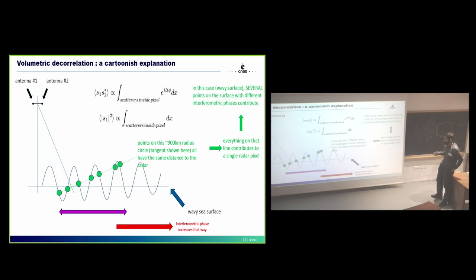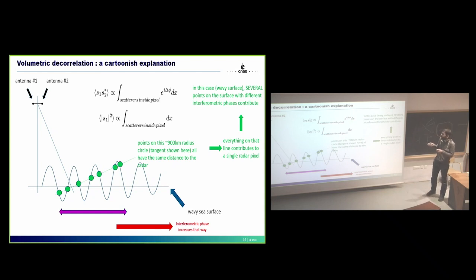Well, this is the same line as before. This is this iso-range circle. All the points in here are the same distance from the radar, and so they all fall inside the same pixel. But now, because this is a wavy surface, I start getting several points, okay? And those points have different interferometric phases because we've established that interferometric phase increases towards the right. So this point, and all of these points, are all inside the same pixel. They all contribute to this integral, but all with different interferometric phases.